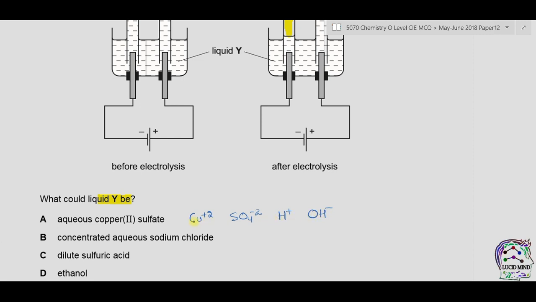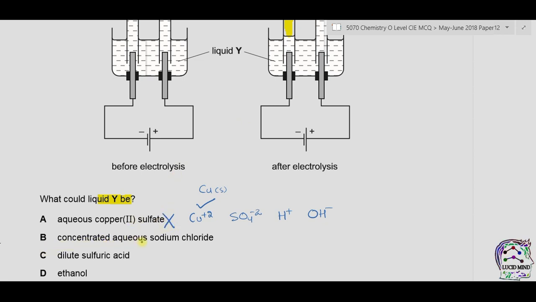Now among cations we have copper plus 2 and H plus, and among these two cations copper plus 2 easily gains electrons as compared to H plus. So therefore copper plus 2 will be discharged to form copper solid, and as copper plus 2 is a cation it will move towards the cathode to form copper solid. No hydrogen gas is formed at the cathode. As in the diagram we have seen that at both electrodes gas was formed, therefore A is incorrect.